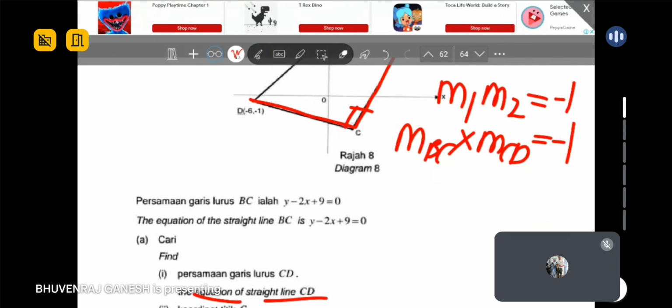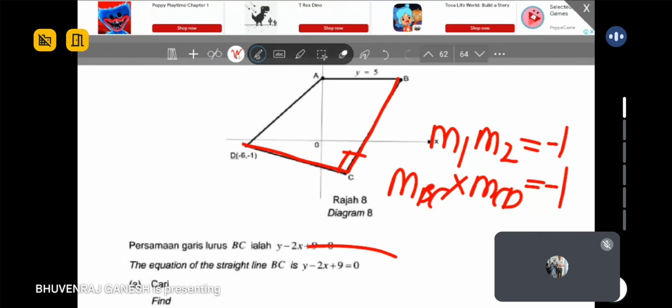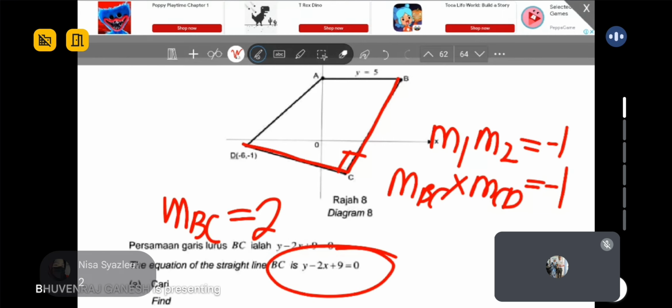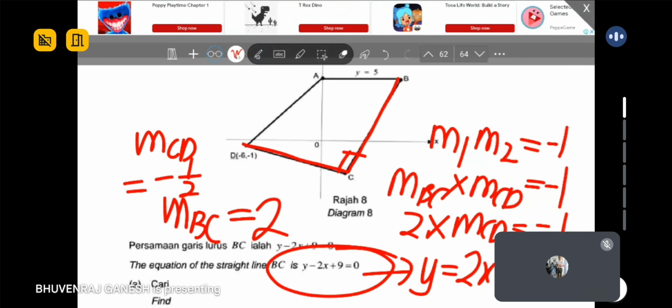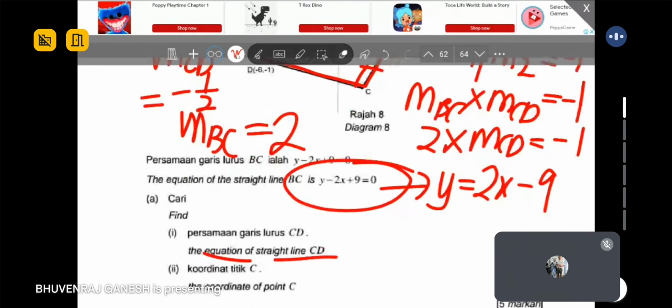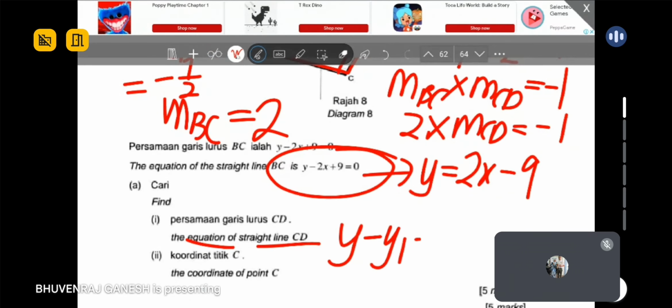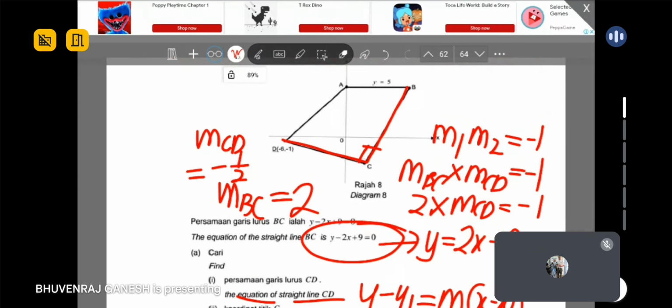Okay, so now, they ask you to find CD. Okay, so may I know, guys, what is your gradient of BC? Cuba bagi tahu. What is your answer? MBC. Yes, very good. Okay, MBC sama dengan 2. Okay, remember you need to rearrange in y equal to mx plus c first. Okay, all right, so now, so 2 times MCD equal -1. So MCD equal to -half. Okay, so now you can form the equation. Kamu dapat bentuk persamaan. Okay, so y minus y1 equal to m(x minus x1).